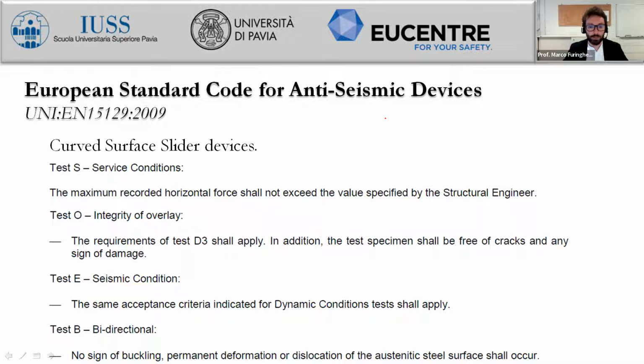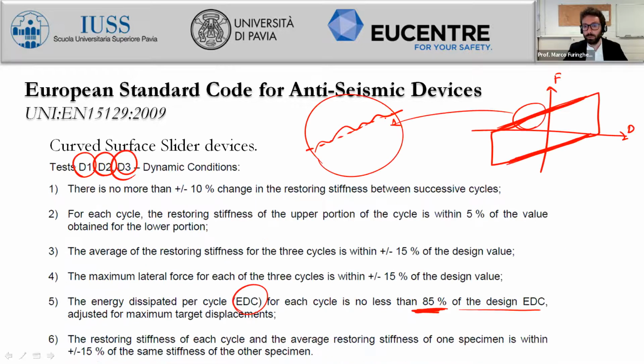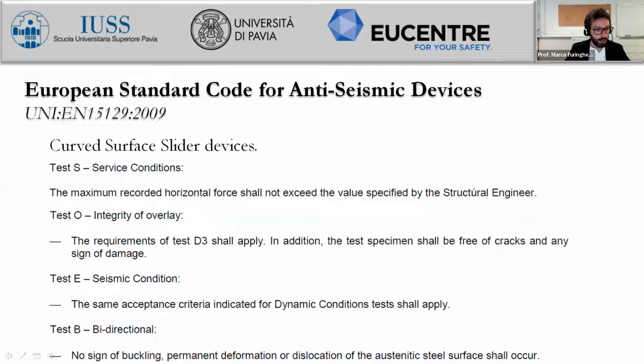And tomorrow we will have to apply this procedure in order to compute actually the average behavior for the recorded signals for the computation of the restoring stiffness for the top part and the bottom part for all the loops. Then there is service conditions, and there are all the requirements for integrity of overlay. These are just to check if there is any damage, any cracks at the sliding surfaces, seismic conditions, and bidirectional.